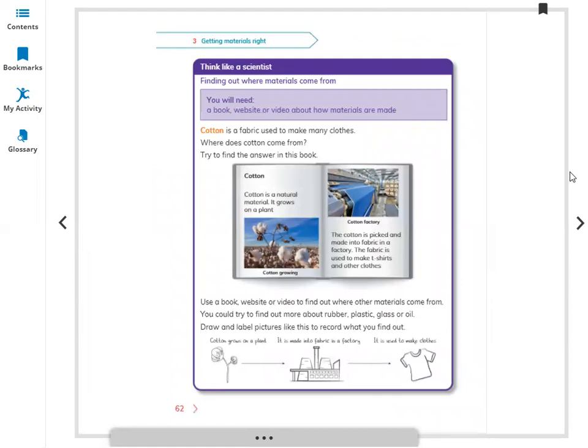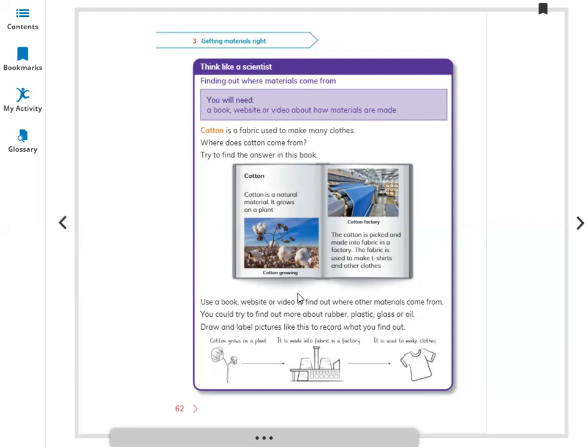Think like a scientist, find out where materials come from. Cotton is a fabric used to make many clothes. What does cotton come from? Cotton comes from a plant, so cotton is natural. You can see here, cotton is a natural material. It grows on a plant. The cotton is picked and made into fabric in a factory. The fabric is used to make t-shirts and other clothes.